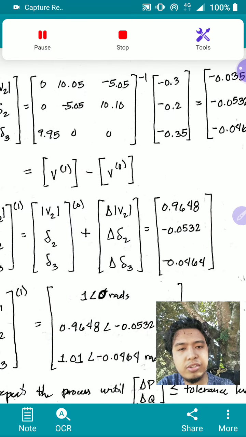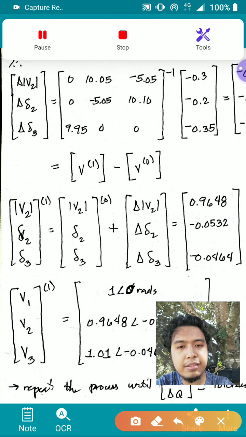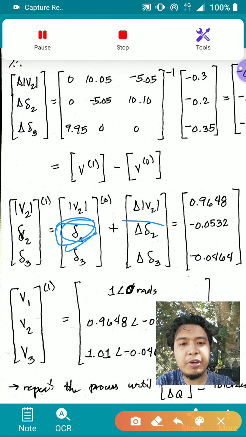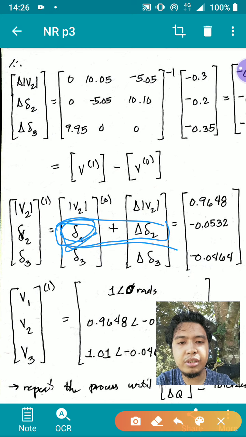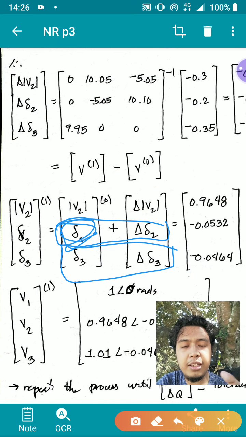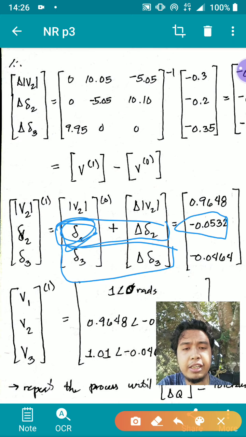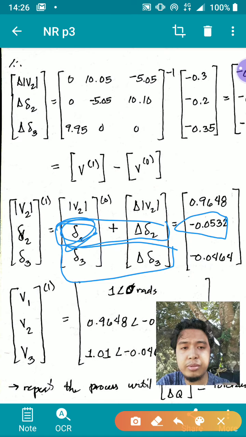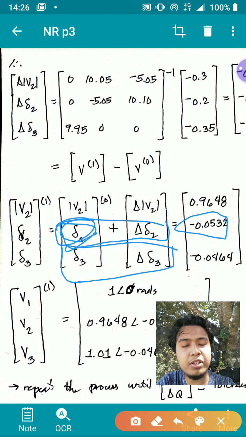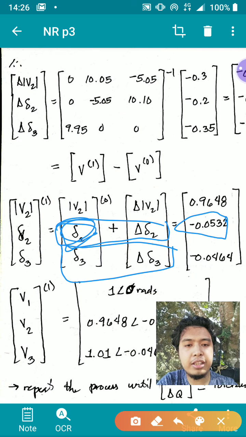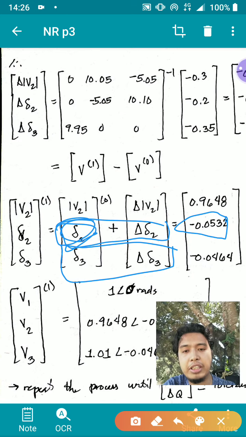This is basically the reason why this delta is always in rads, because you can only perform this operation if your angle is in rads. You cannot perform this if your angle is in degrees. That's why it's really important that you take note that those angles are in rads.